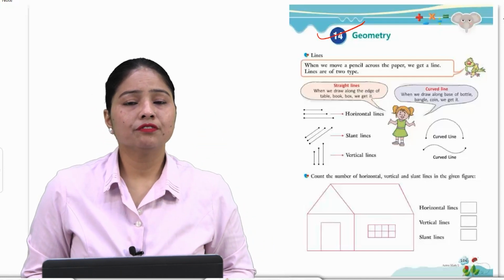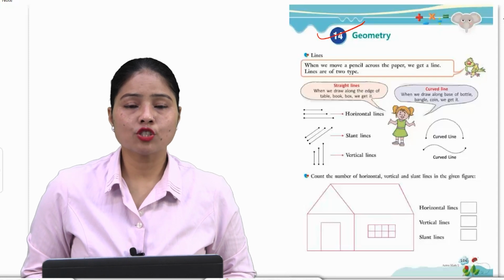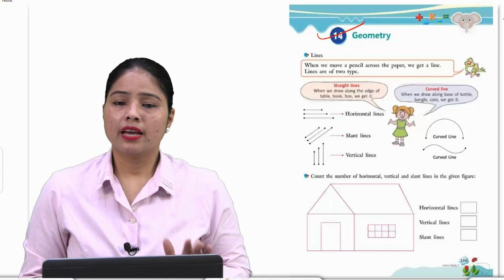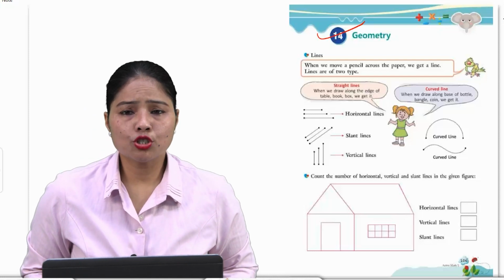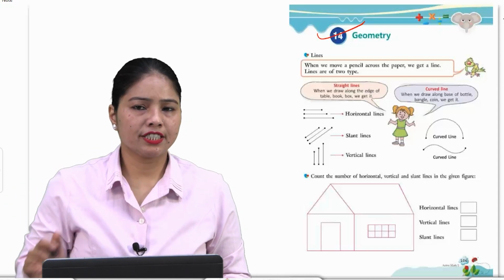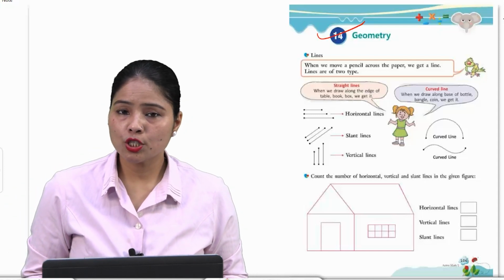So straight line, when we draw along the edges of table, book, box, we get it. Okay. And curved line क्या होती है बेटा? When we draw along base of bottles, bangle, coins, we get it curved line. Okay. I hope you understood well.